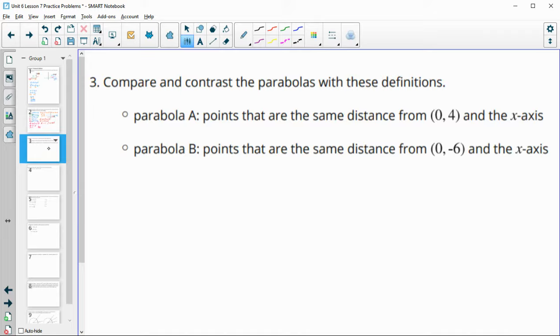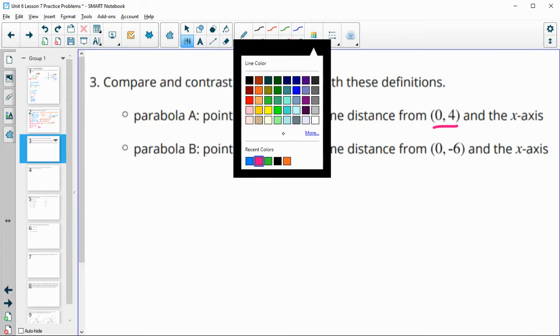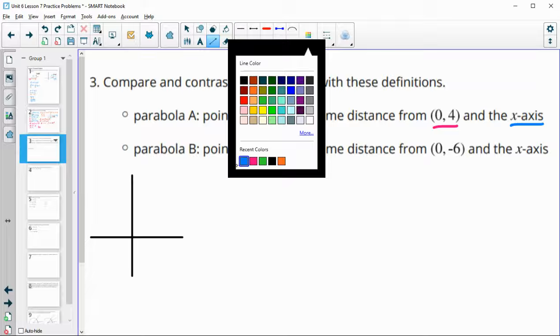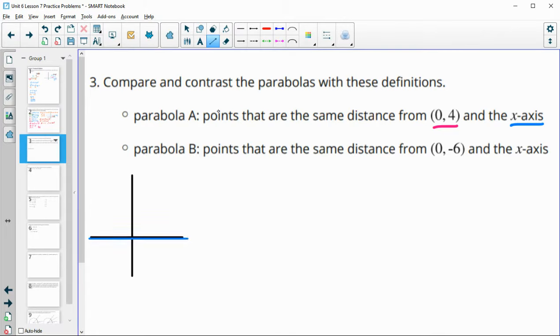All right, number 3 asks you to compare and contrast 2 different parabolas. So parabola A is the points that are the same distance from the point 0, 4. So your focus is 0, 4. And the directrix is the x-axis. Now, again, I like to draw pictures of these. So I'm just going to draw a quick picture of parabola A. So the directrix is the x-axis. And the focus is the point 0, 4.